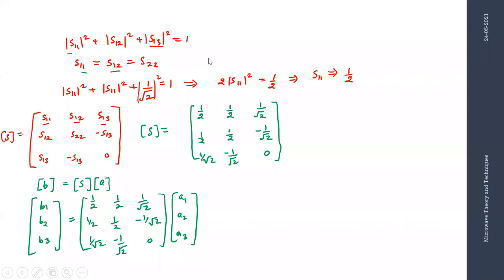Okay, so now you can see what is B1 here. Just to solve the matrix, multiply with this and equate with the B1. So what you will get here? B1 equal to A1/2 plus A2/2 plus A3/√2. You know, I am taking this column and this row, taking the product, equating with the left hand side. So it is equal to B1. So like this, I will continue.